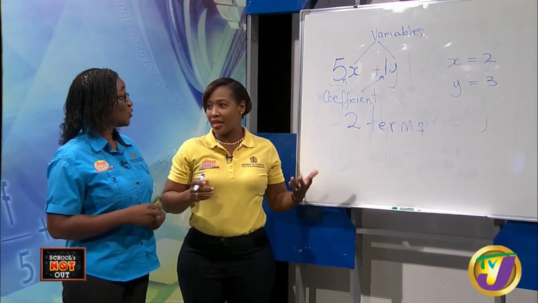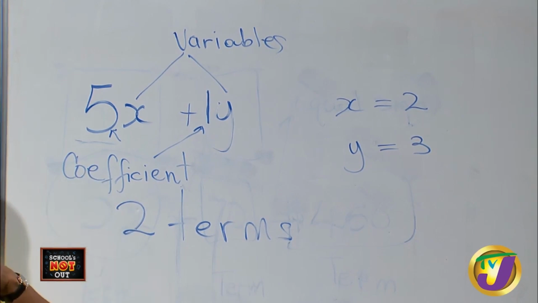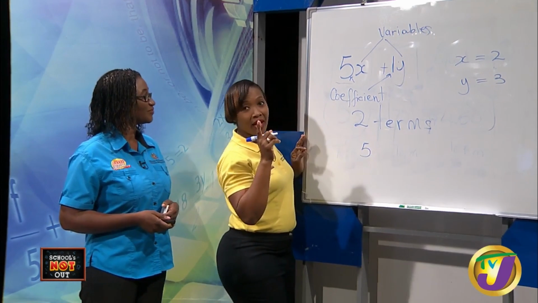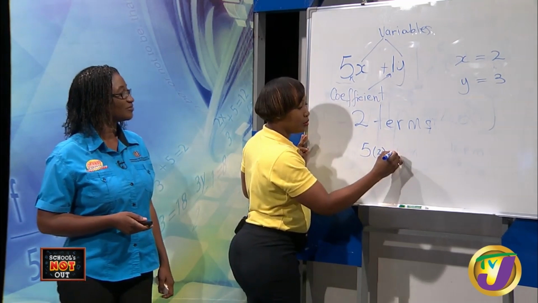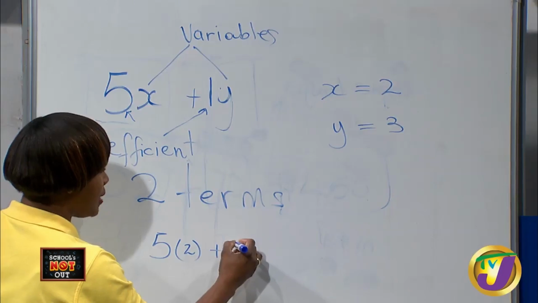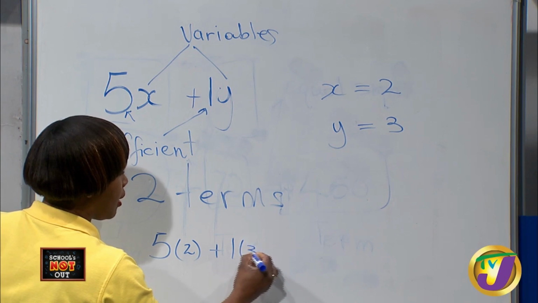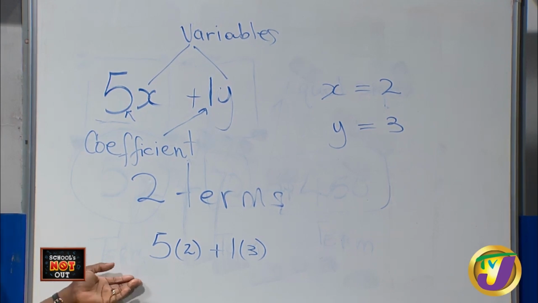What do I do with that? What would be the value where my x is? Okay, so I'm substituting. Sounds good. So wherever I see x in my expression, I'm going to put my 2. Wherever I see the 5, I'm going to just put back the coefficient for ease. And wherever I see my y, I'm substituting 3. Beautiful. What do I do here?